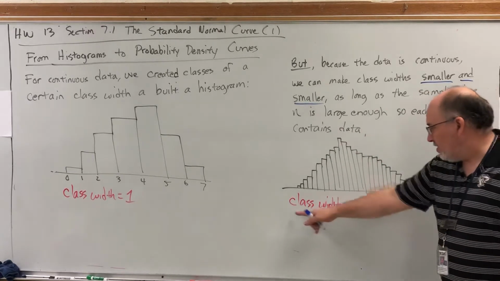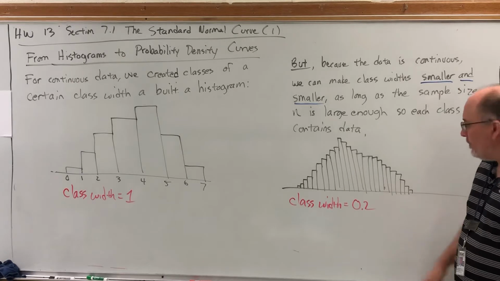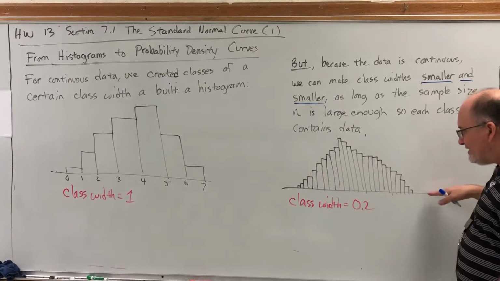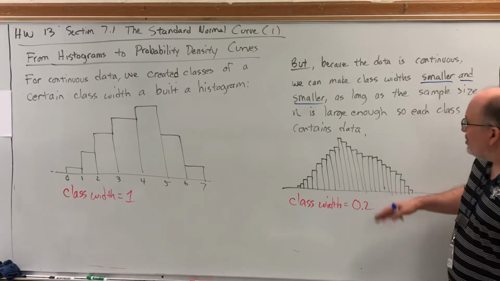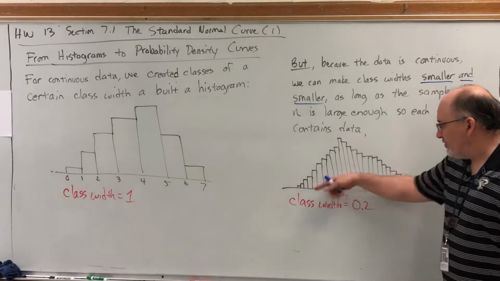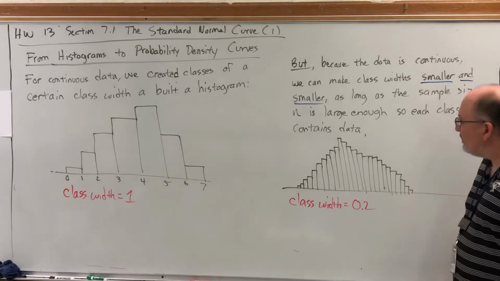For example, let's say our class width is 0.2. Then we would get more classes, but the rectangles in the histogram would be thinner. And again, we need to make sure that we have enough in our sample so that the classes all contain some values.